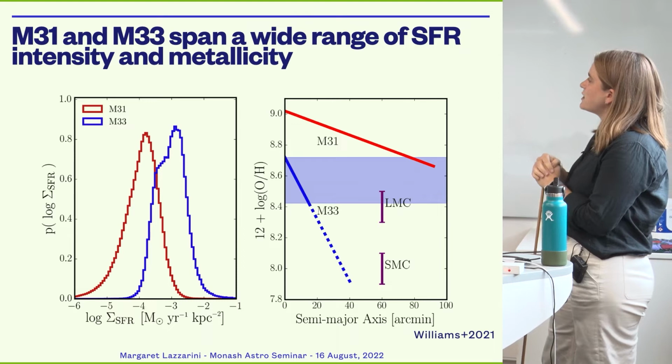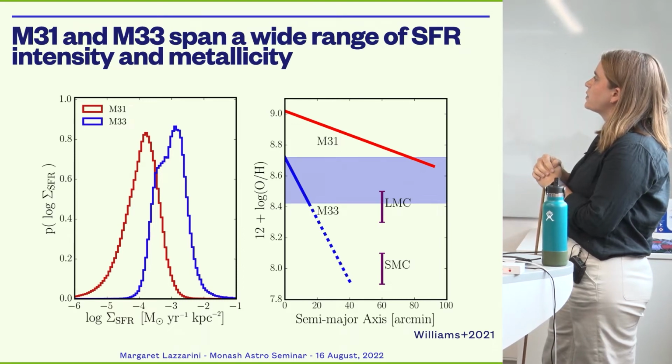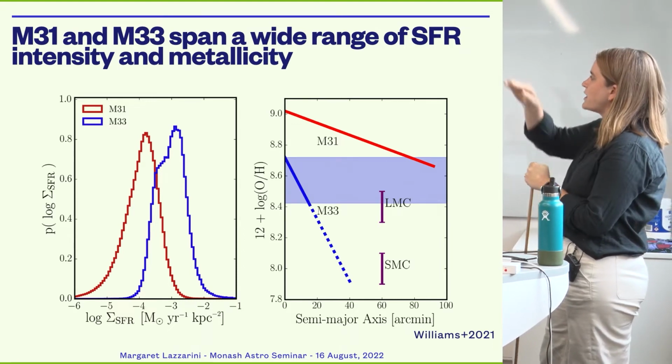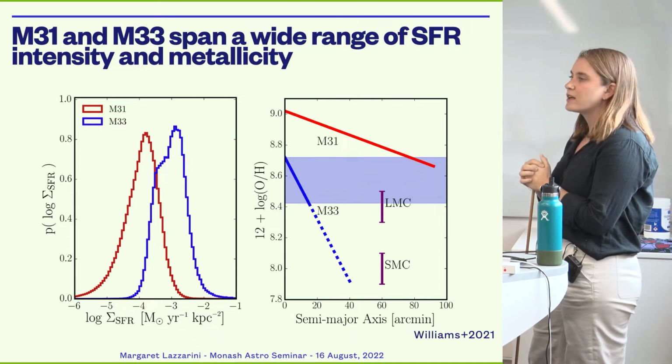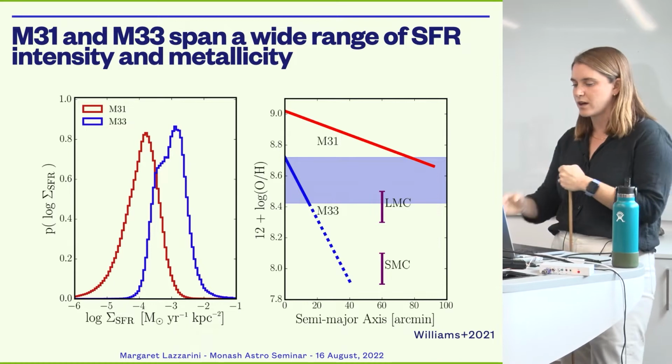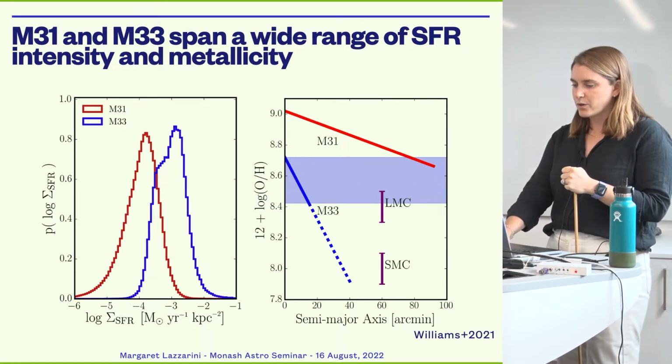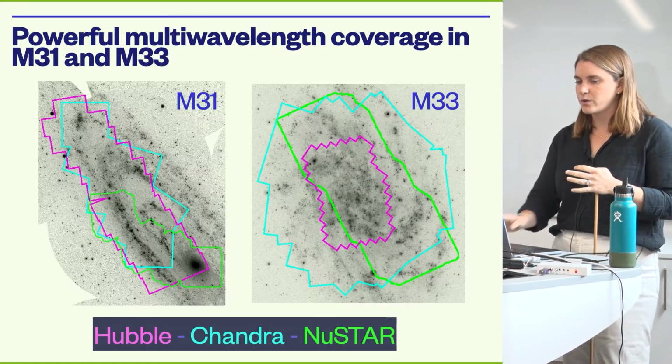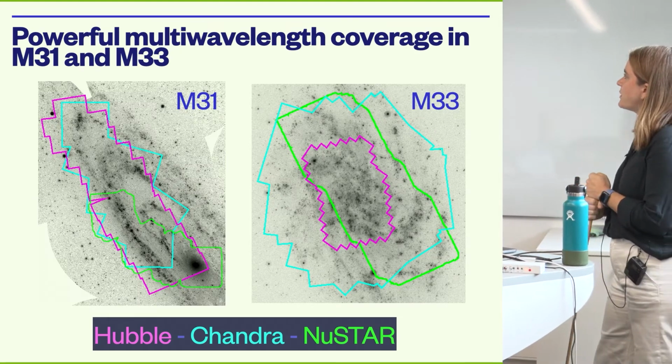And in terms of metallicity, M33 fills in this gap in the local group metallicity space between M31 and the Magellanic Clouds. It has an interesting metallicity gradient through the disk. So, just a quick overview of the multi-wavelength coverage that we have in these galaxies.